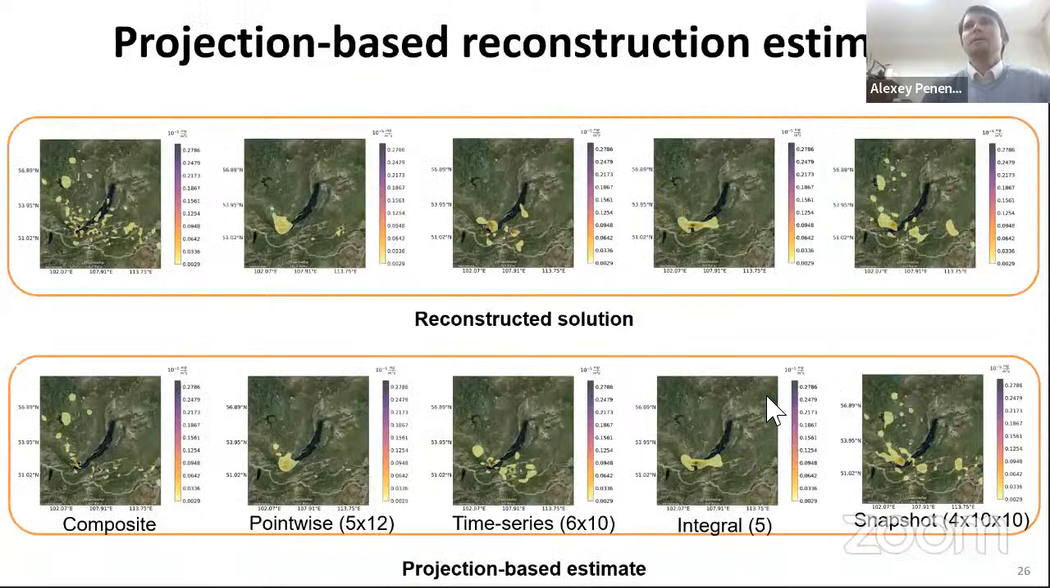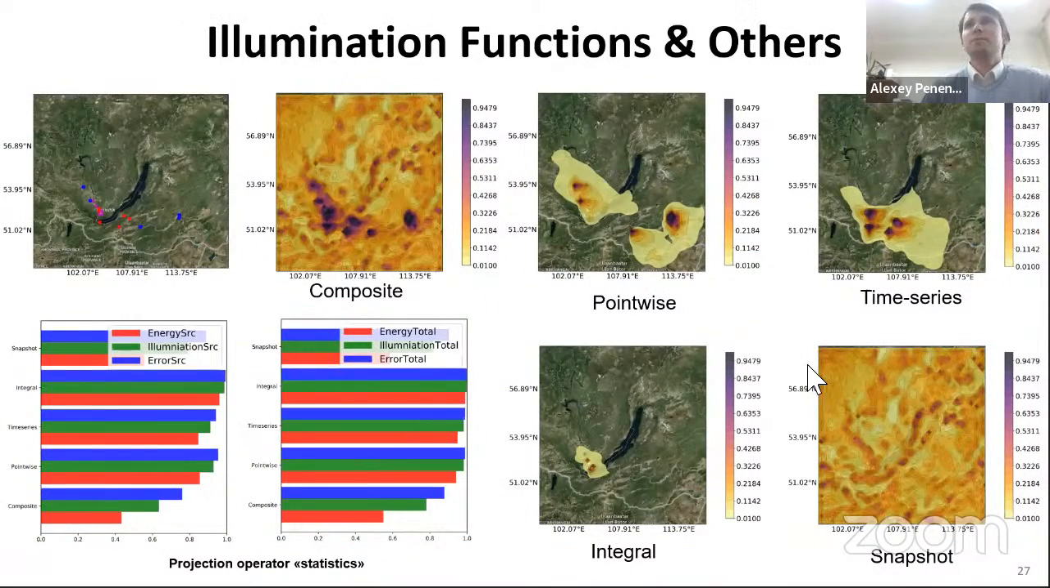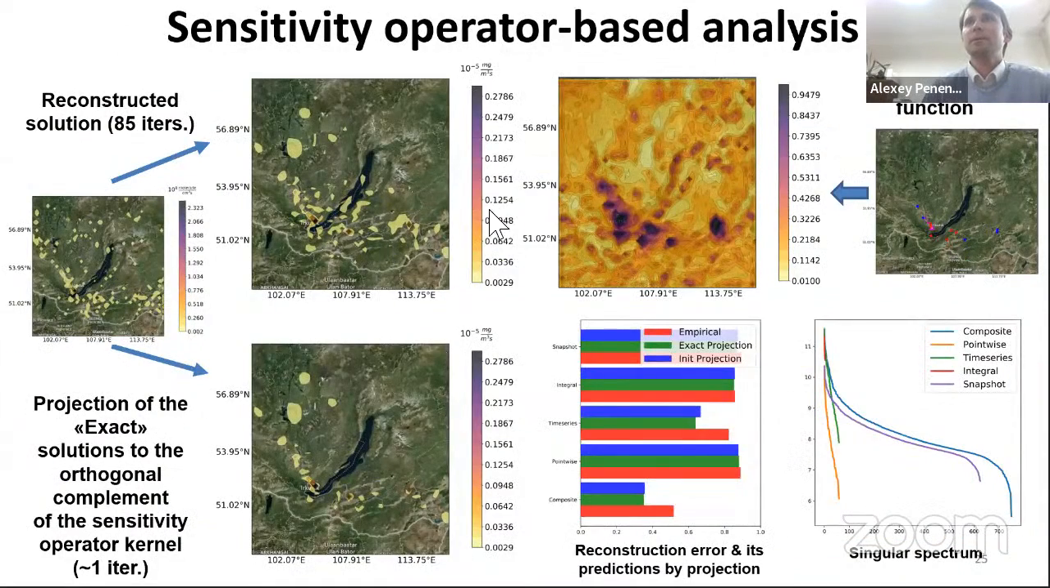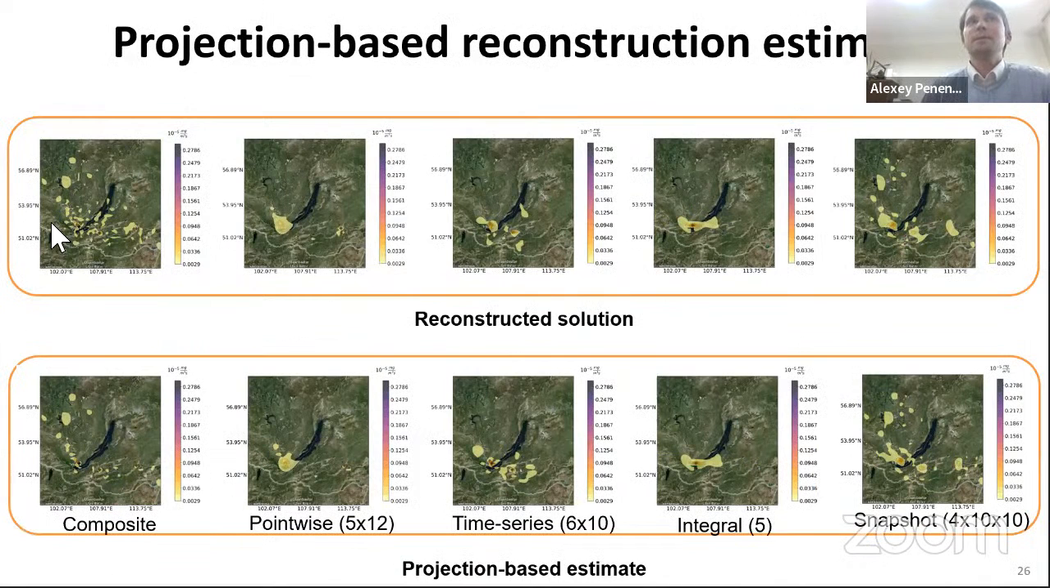Okay, and these are the reconstruction-based estimates for individual measurement types. So we see that they are pretty similar: the empirical reconstruction and the projection-based estimate of this reconstruction.